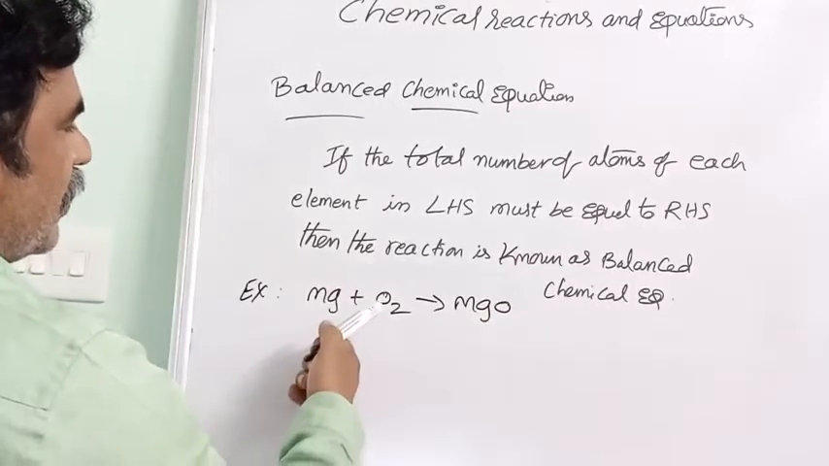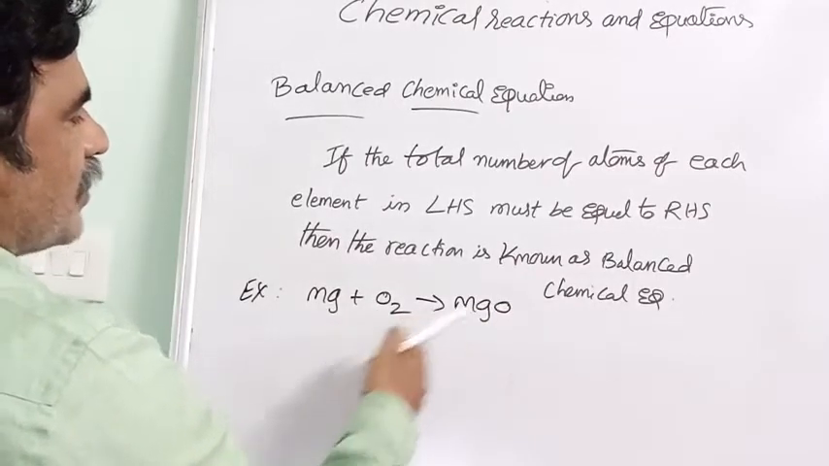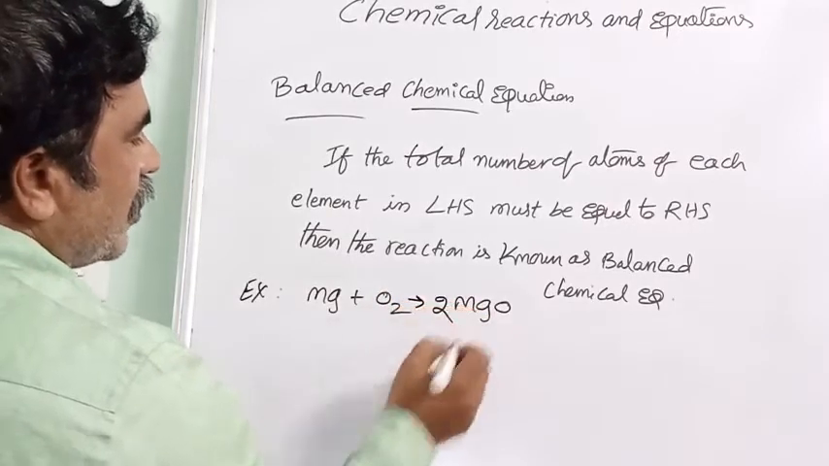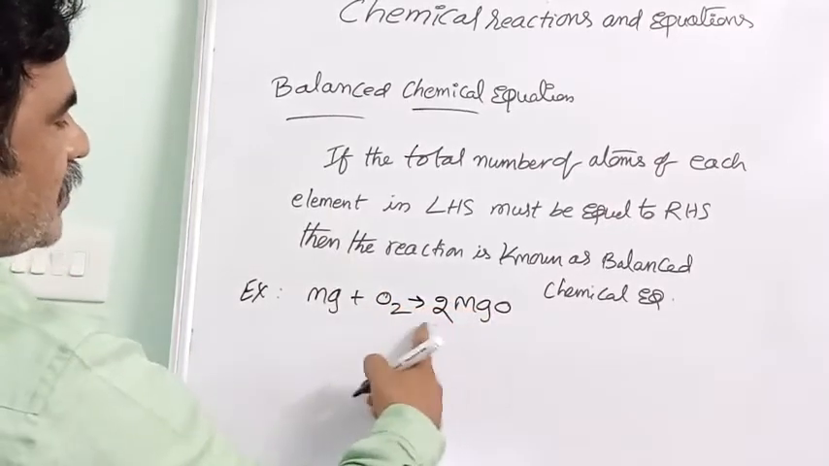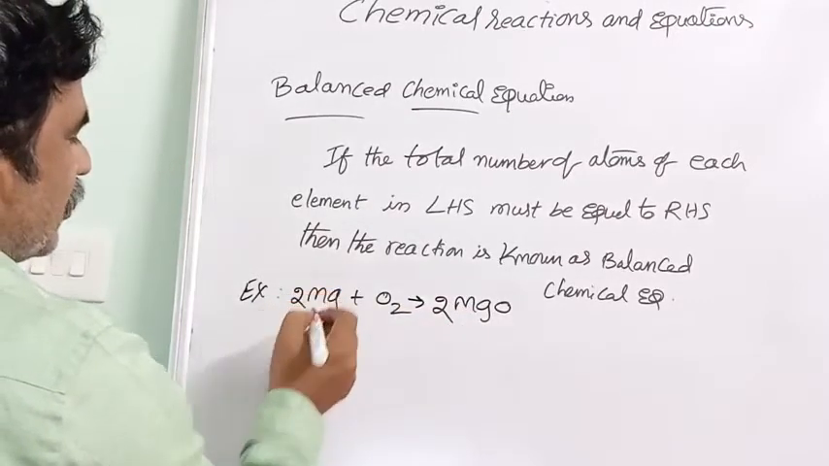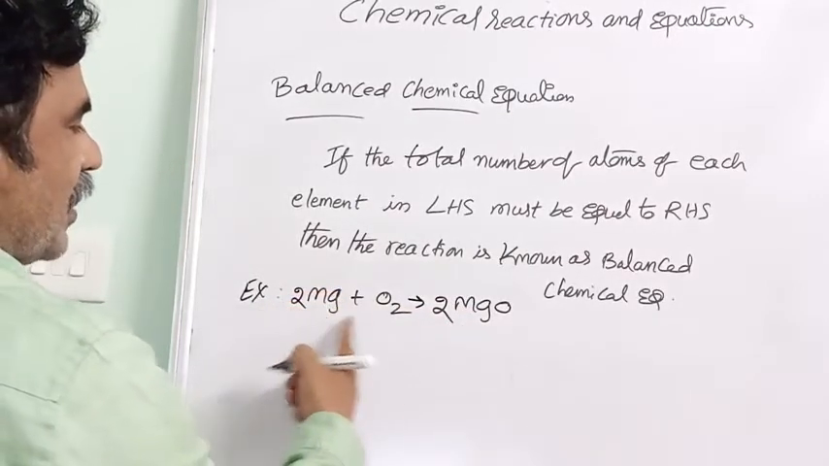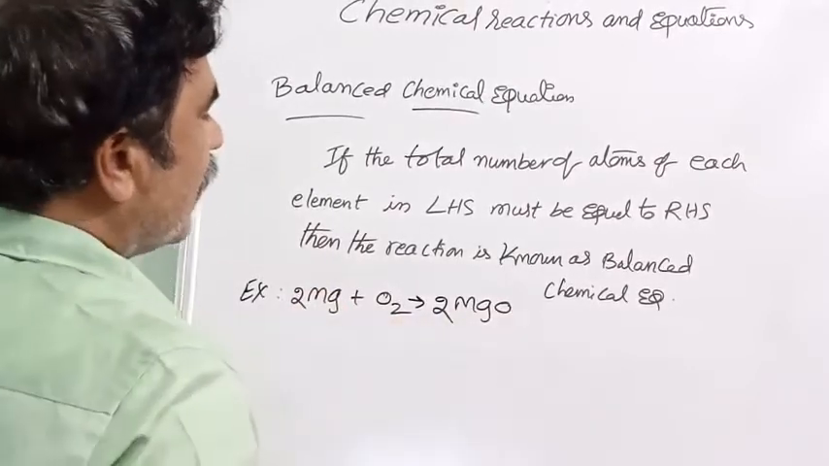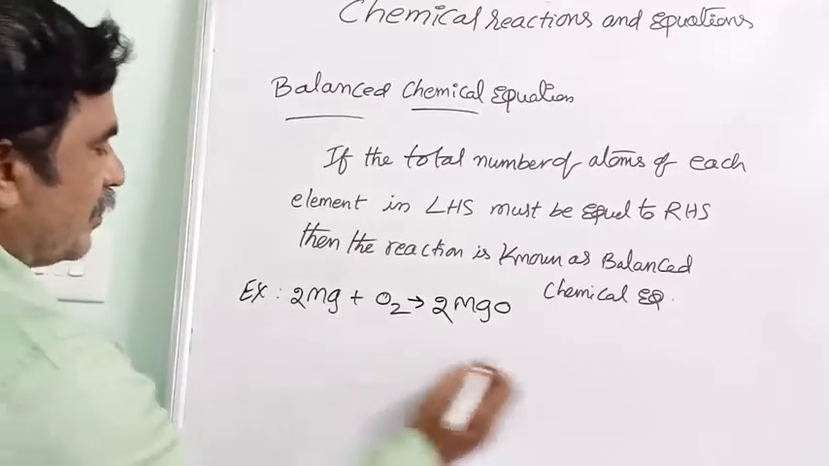See, on the left side 2 oxygens are there, on the right side only 1 oxygen. Therefore, we must make this 2. Then magnesium is becoming 2 on the right side. Therefore, multiply this with 2. 2 magnesium on the left side, 2 magnesium. 2 oxygen on the left side, 2 oxygen. It's a balanced chemical equation.